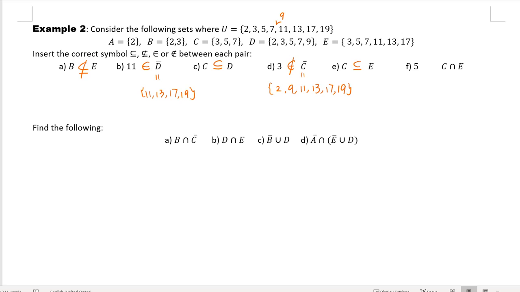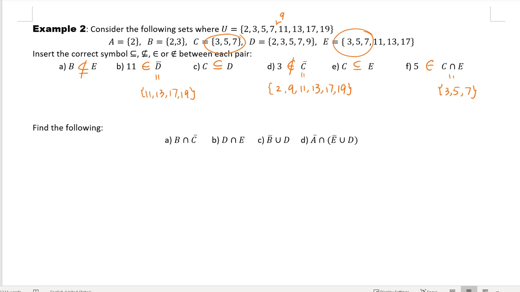Alright, next. 5 and C intersect E. Do you remember? C is a subset of E, so when we talk about the intersection, this is just C, because C is a subset of E. So we just have 3, 5, 7, and 5 is in this set, so it belongs to. Do you have the right answer? Alright, let's continue.